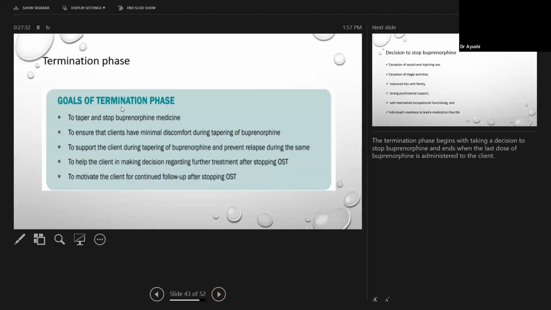The last one is the termination phase, and the goals are to taper and stop the buprenorphine medicine to ensure that clients have minimal discomfort during tapering of buprenorphine, to support the patient during tapering of buprenorphine and prevent relapse during the same, to help the patient in making decisions regarding further treatment after stopping the opioid substitution therapy, and to motivate the patient for continued follow-up after he has been stopped from opioid substitution therapy. The termination phase begins with taking a decision to stop the buprenorphine, and it ends when the last dose of buprenorphine is administered to the client.